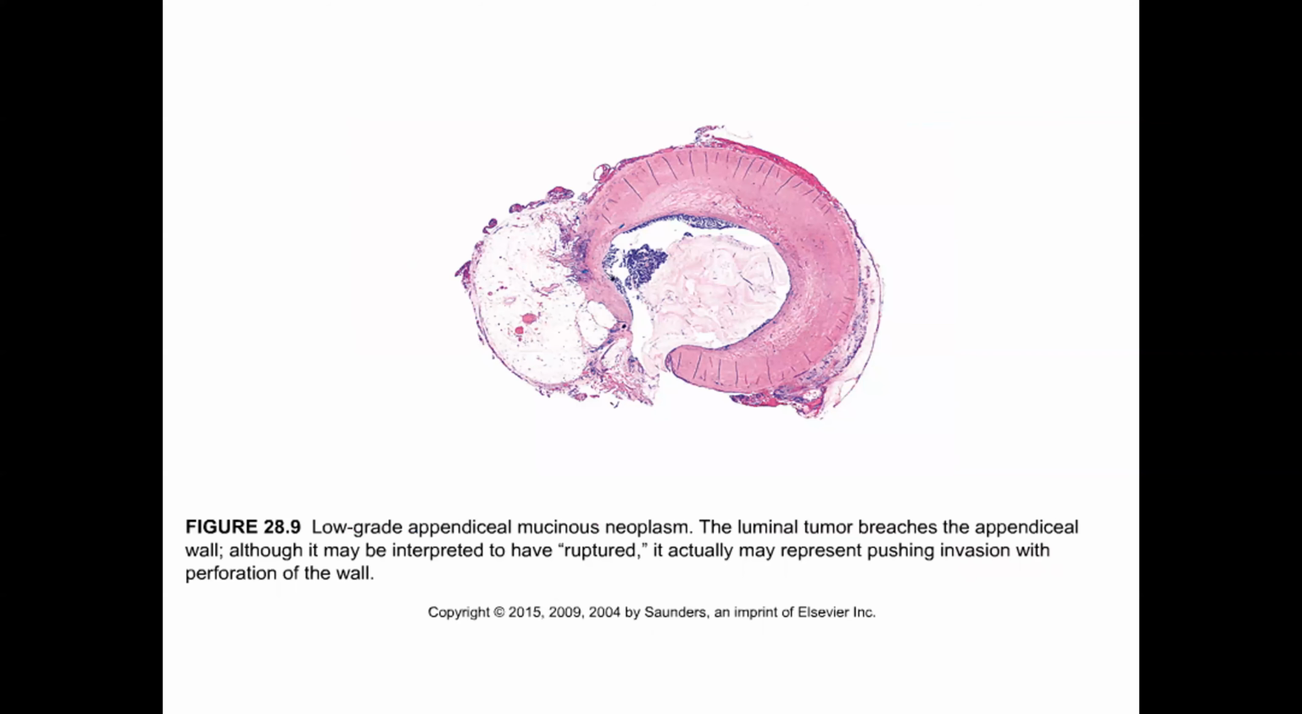Now, to give you an idea of how this can spread beyond the appendix, here's a nice example showing a whole cut mount with a focus of apparent rupture with spread of the mucin and potentially epithelium out onto the peritoneal surfaces. And in this situation, identification of epithelium beyond the appendix is a critical finding. So that needs to be carefully sectioned and looked for.